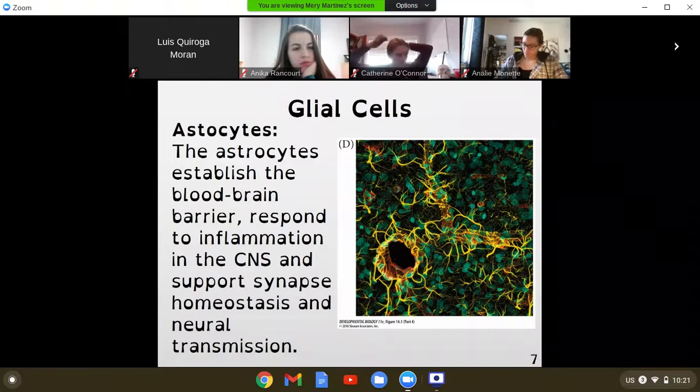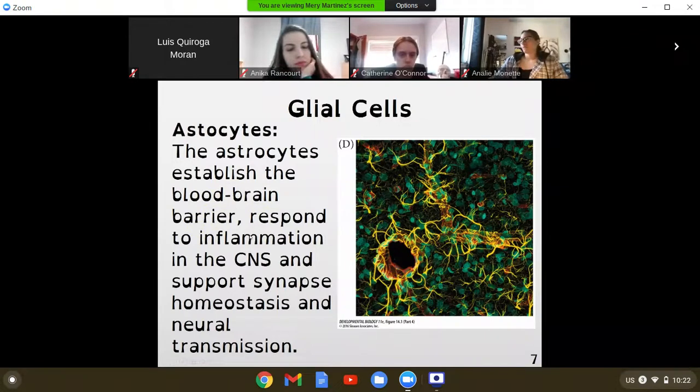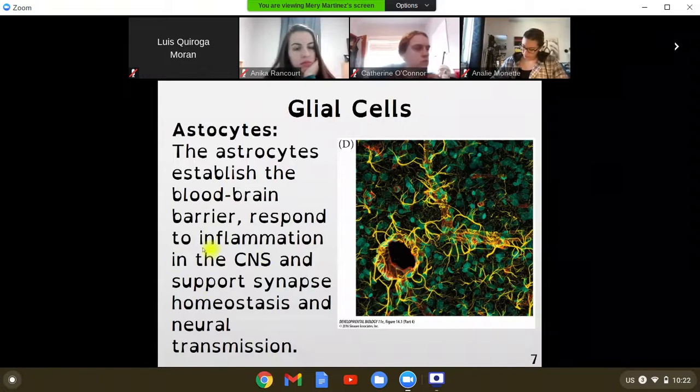These astrocytes establish the blood-brain barrier. We cannot allow everything in our body to go through, otherwise we will be so susceptible to viruses and bacteria messing up with the brain, and the brain is our center of control. So these astrocytes are the ones forming that blood-brain barrier. They also support homeostasis and neurotransmission. They respond to inflammation in the central nervous system and support the synapses for this.